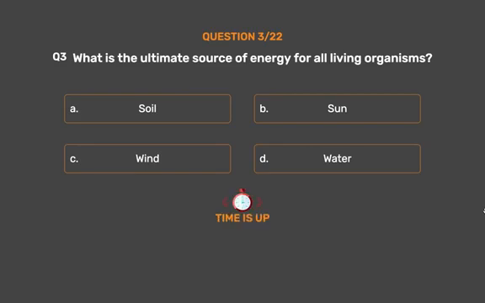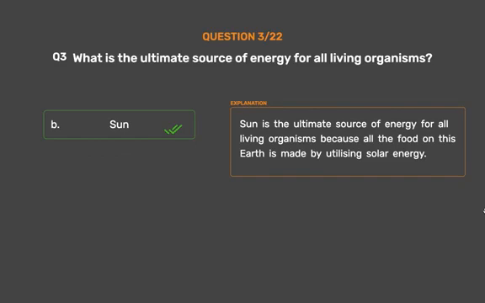The correct answer is Option B. Sun. Sun is the ultimate source of energy for all living organisms because all the food on this earth is made by utilizing solar energy.